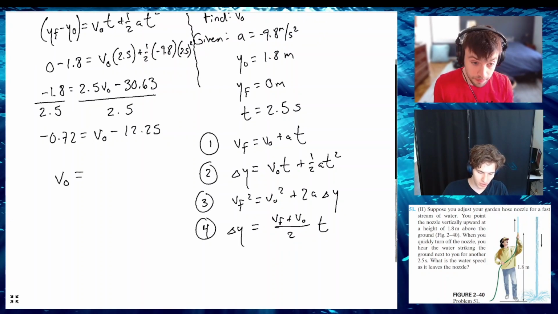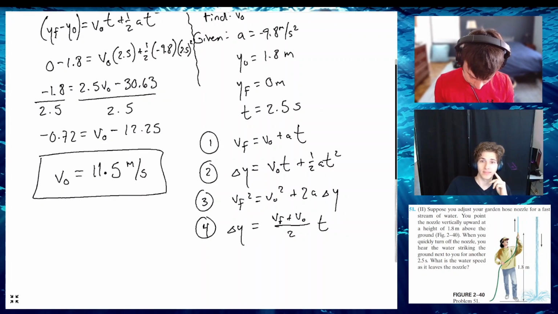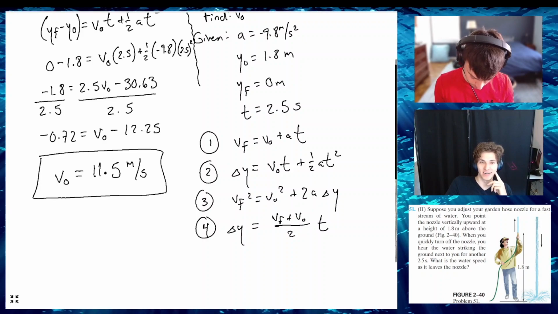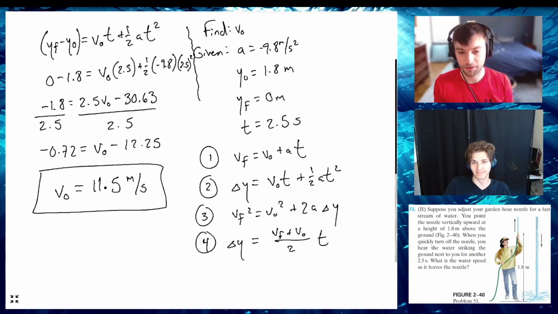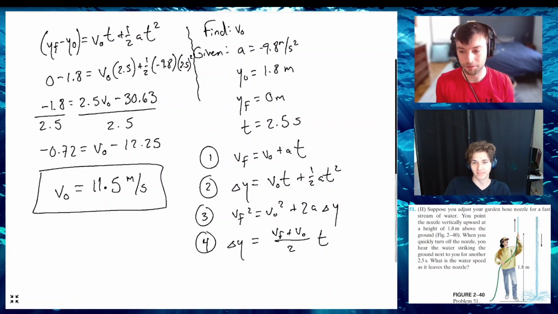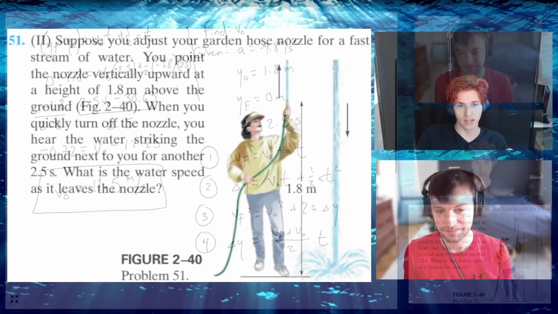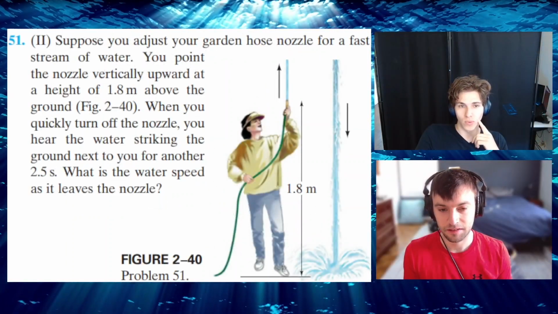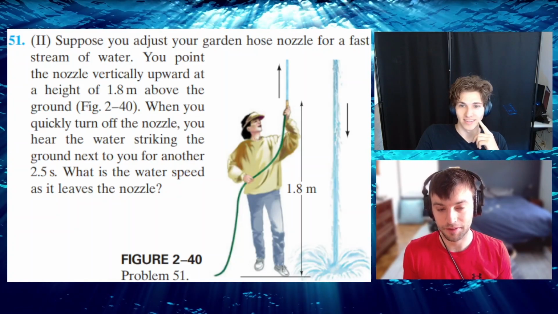And then we would get our answer that way. Let me know what you get for the final answer. I got 11.53. Yeah, nice. Same here. Great stuff. That's it for this one. So I'm just curious, did we solve the problem, or did we solve a part of the problem that we can plug in to solve another part of it? We actually solved the problem. What is the water speed as it leaves the nozzle? Oh, so we had enough to go off of for that then.